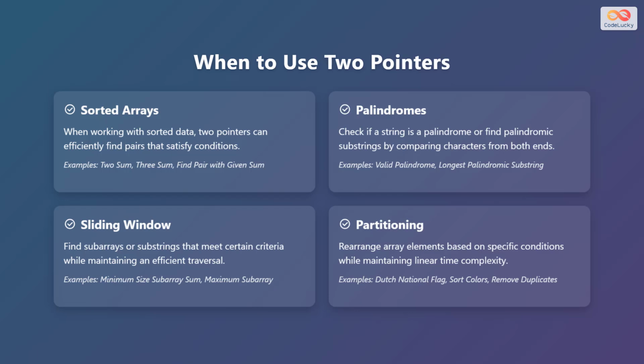Finally, partitioning problems where you need to rearrange array elements based on specific conditions, the two-pointers technique can help you achieve this in linear time. Examples of such problems include the Dutch national flag problem, sort colors, and remove duplicates.